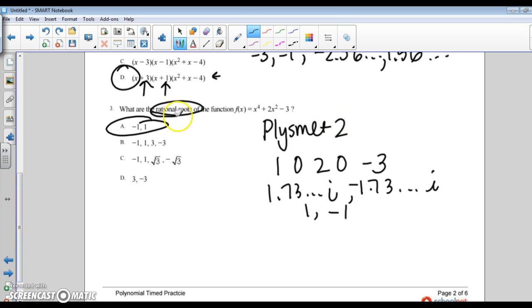Question number 3 wants rational roots. Again, PolySmalt. Type in 1, 0, 2, 0, -3. You get i, and 1, and -1. Rational cannot be imaginary. Therefore, the answer is A.